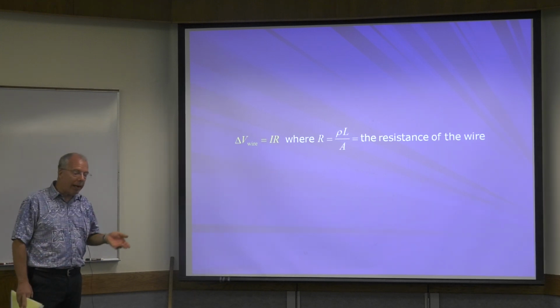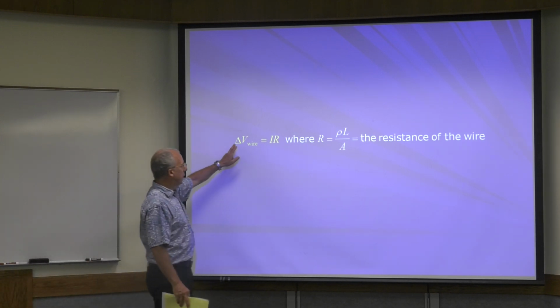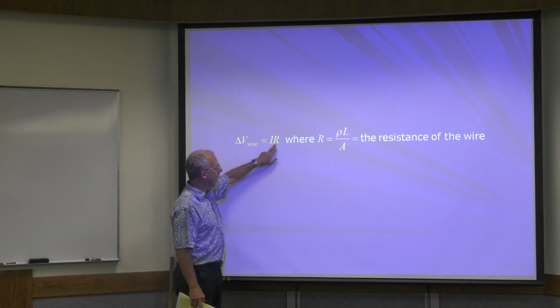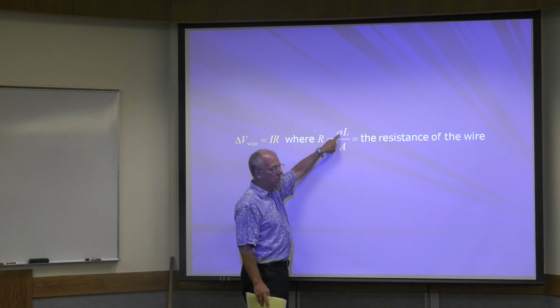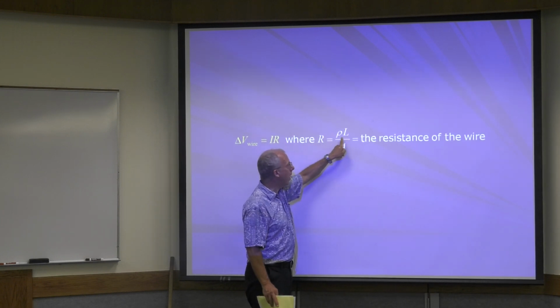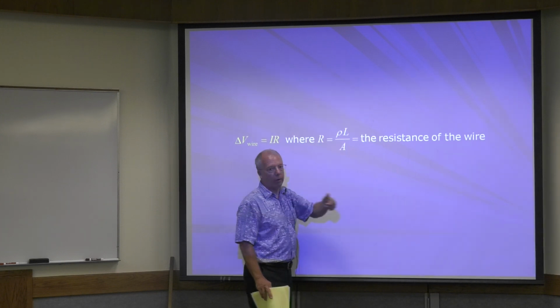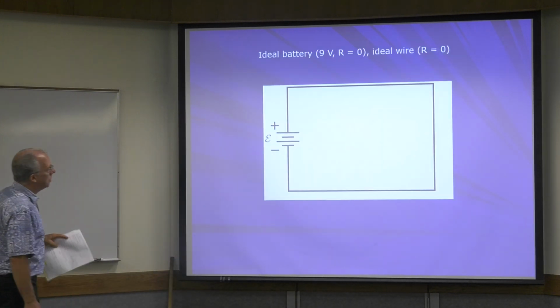So we're talking about wires and resistors. So again, this is Ohm's law. The change in voltage along a wire equals the current times the resistance. The resistance is the resistivity, which depends on the material, the length of the wire, the cross-sectional area. And remember, this is constant for a given wire. All right, so let's use this.